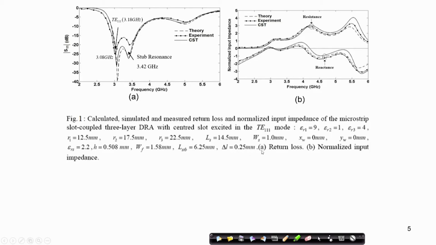So, let us not dwell on this. First of all, this is the return loss, and this is the normalized input impedance. Now, you see in the return loss characteristics, the first dip is due to the TE111 mode. Now, first of all, we need to understand what is meant by TE111. So, let us go to the notes.